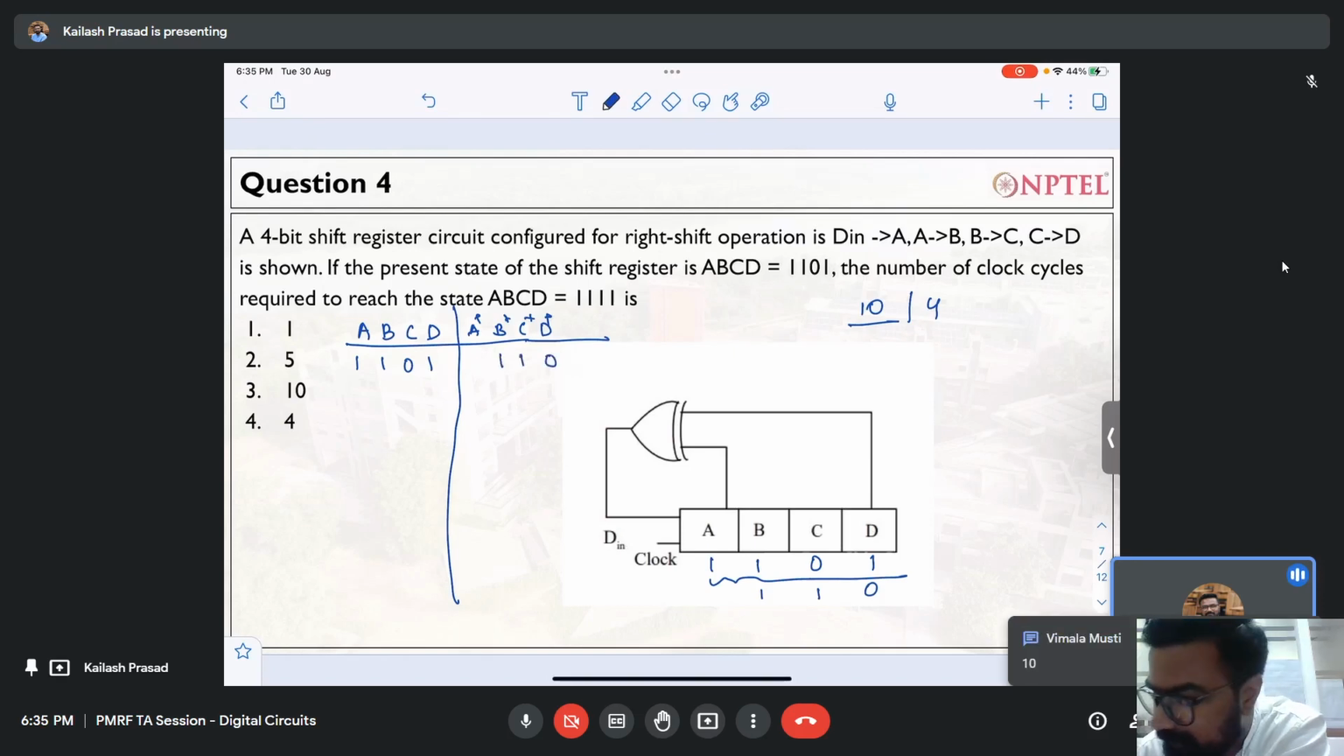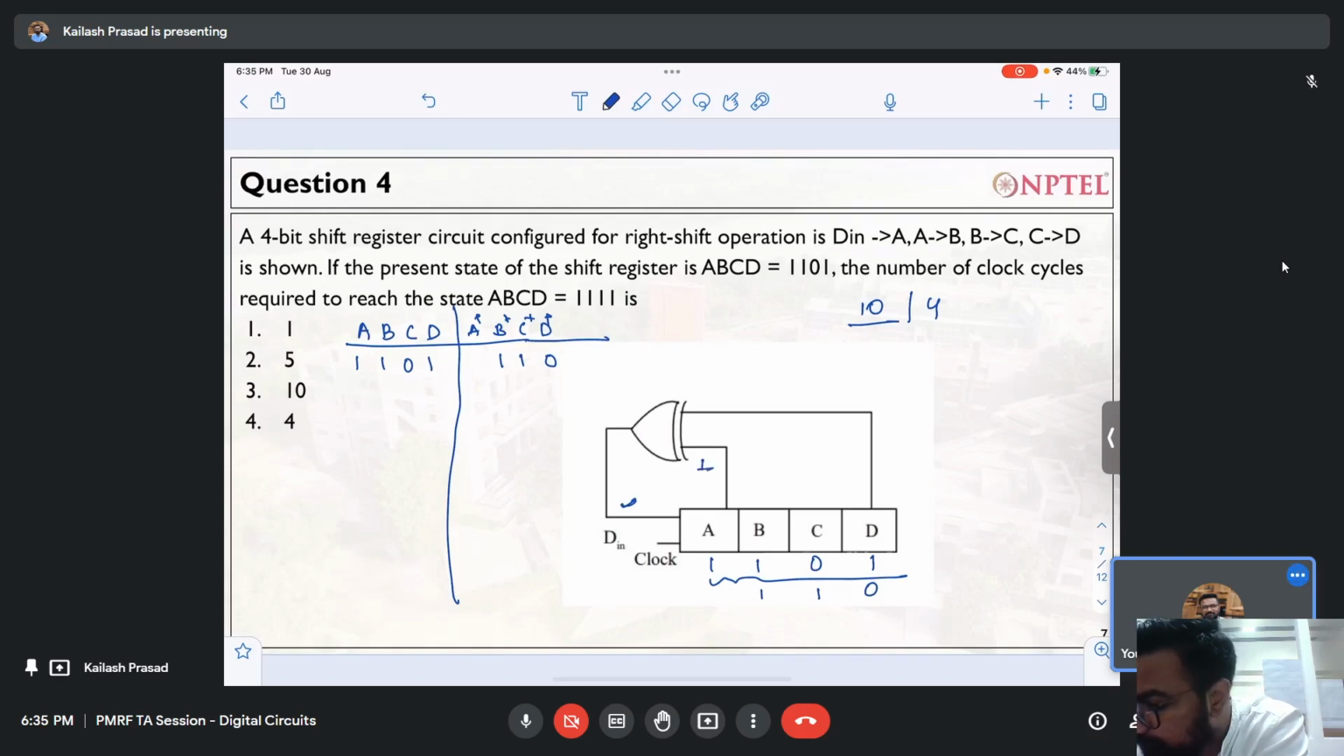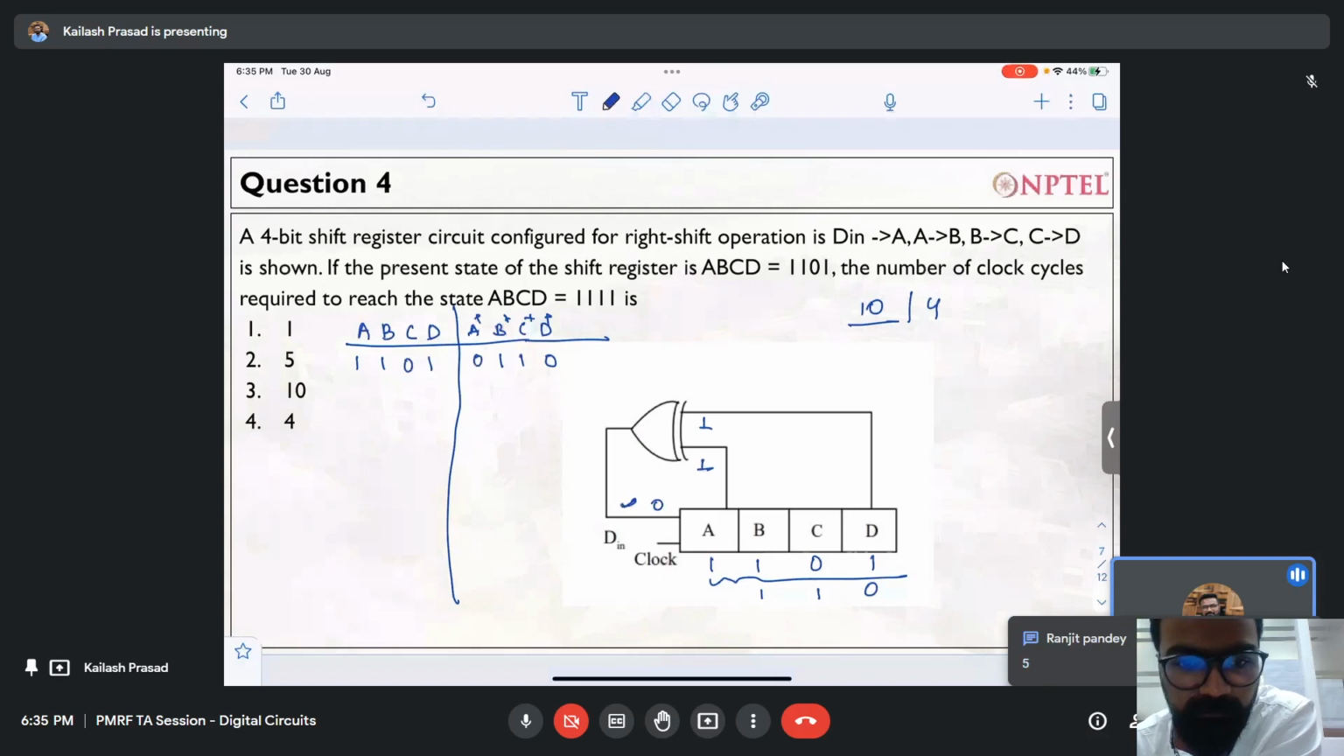Okay, Vimla is saying 10 as an answer. So let me do this. This will be 110, and what will be this one? That we have to see, and this will be XOR of this one and the XOR of the previous one. When both the inputs are 1, the output of the XOR gate is 0. So it will be 0. So the next state is 0110.